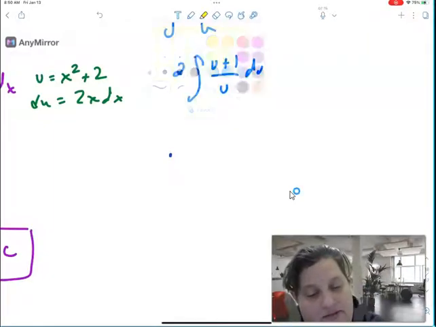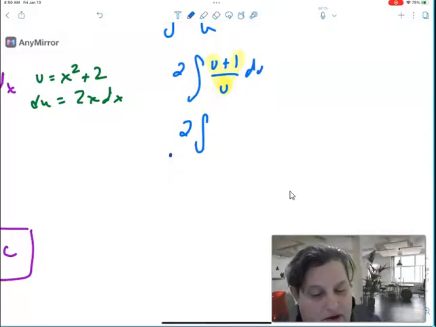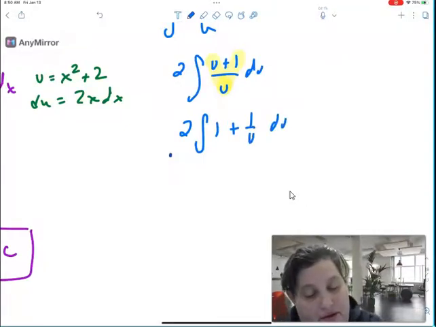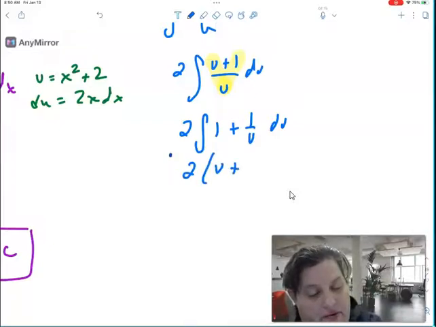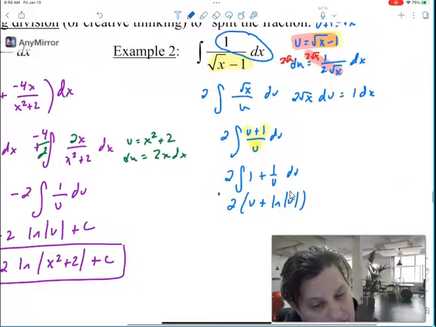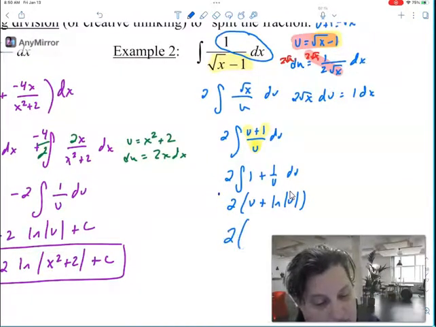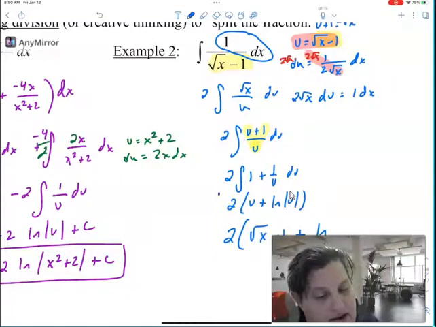Now I can split up the fractions. So I just did a bunch of algebraic manipulation. u over u is 1. 1 over u is 1 over u. Then the integral of 1 is u, and the integral of 1 over u is ln u. If I put my u back in, this is 2 times the square root of x minus 1 plus ln of square root of x minus 1, plus c.